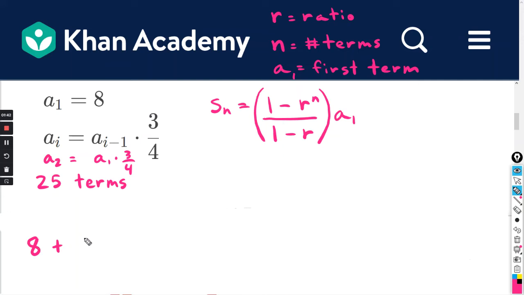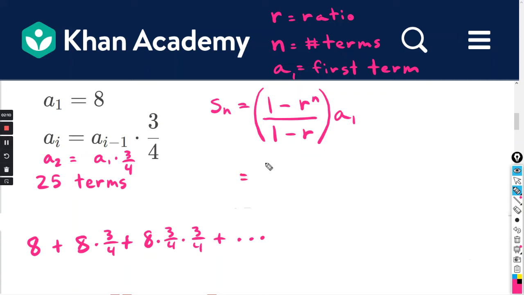So the second term is going to be 8 times 3/4, and then the third term is going to be 8 times 3/4 times 3/4, and so on. I'm just doing this to show you. You don't need to do this step.